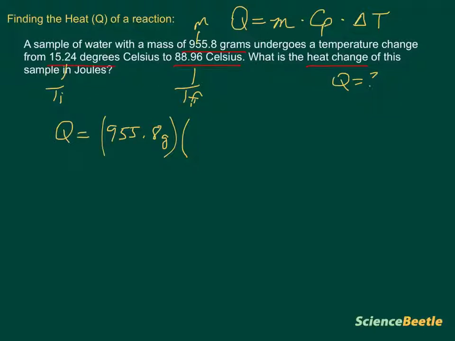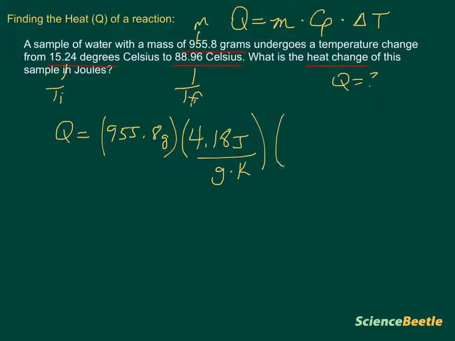Now, a lot of this information for specific heat is going to be given to you either within the problem itself, or in a table provided within the problem. And so in this particular case, I'm going to go ahead and provide that for you. The specific heat of water, liquid, is going to be 4.18, and the units here are joules per gram Kelvin. And we're going to multiply this value by the change in temperature. Well, the change in temperature here is going to be the final temperature minus the initial.